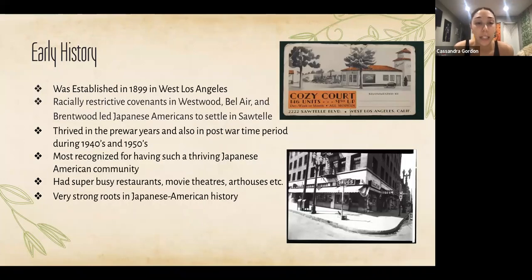It was established in 1899 in West Los Angeles. Racially restrictive covenants in Westwood, Bel Air, and Brentwood led Japanese Americans to settle in Sawtelle. It thrived in the pre-war years and also in the post-war time period during the 1940s and 1950s. It was most recognized for having such a thriving Japanese American community. It had super busy restaurants, movie theaters, art houses, etc. Very strong roots in Japanese American history.